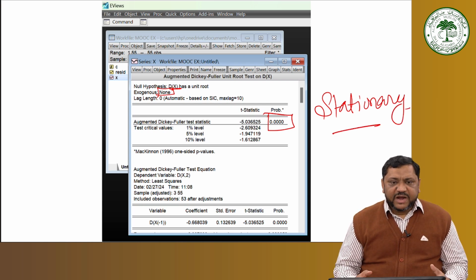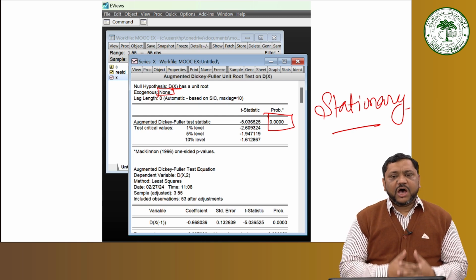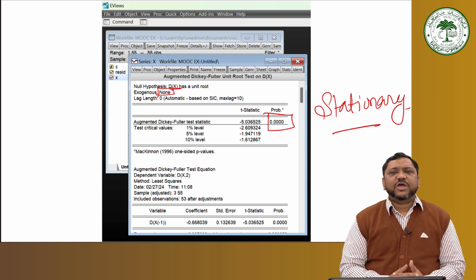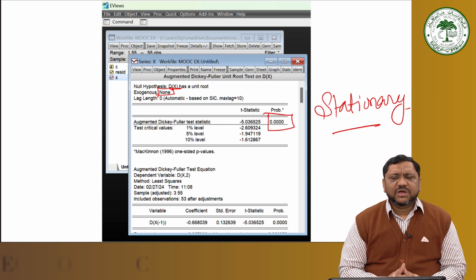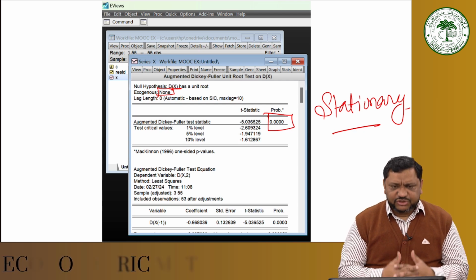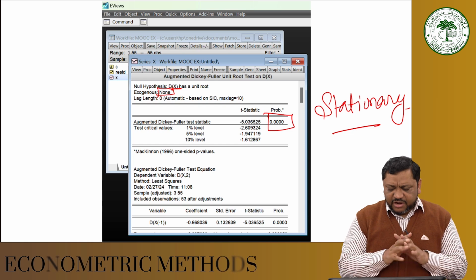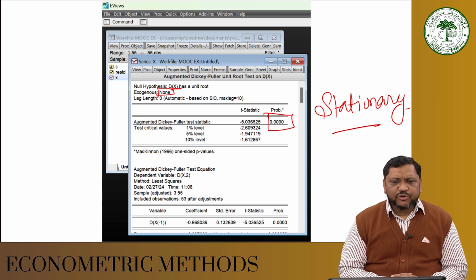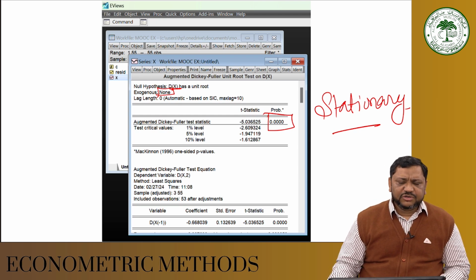So I hope that you have understood the concept of the autocorrelation function, how you can identify whether a process is stationary or not using correlograms, and then you have understood the process of the Dickey-Fuller and augmented Dickey-Fuller tests, and also now, using software, how you can identify whether your series is stationary or not.